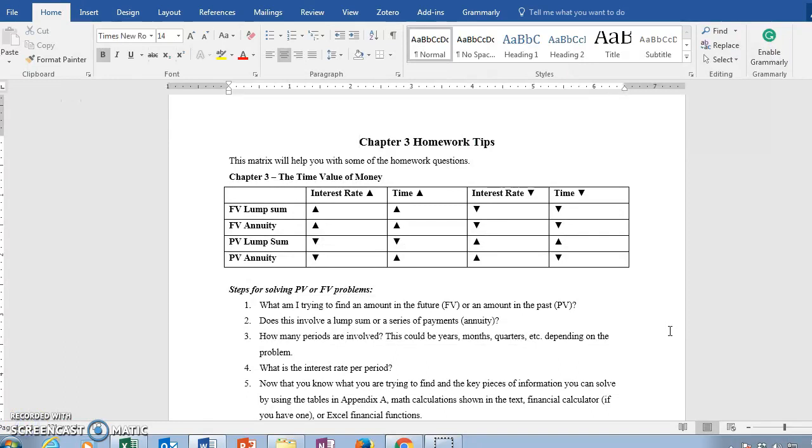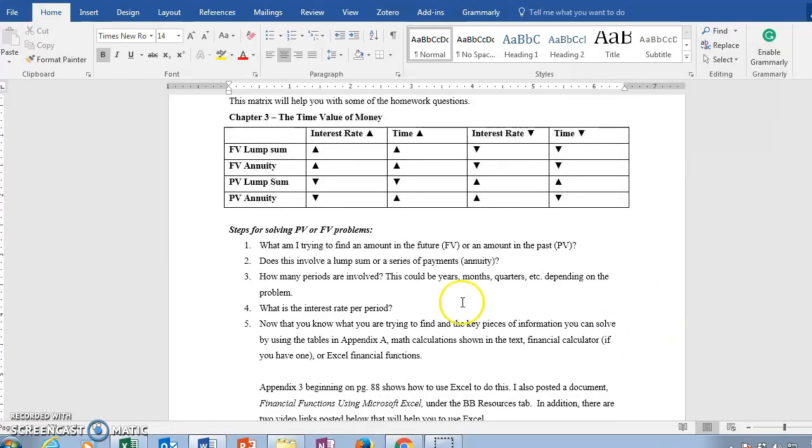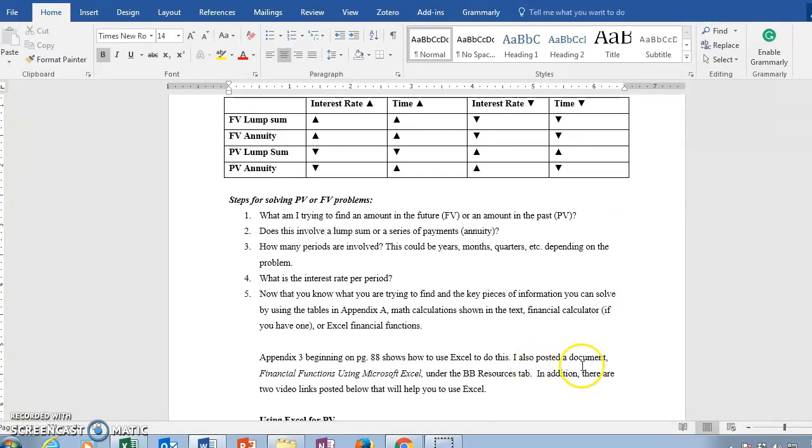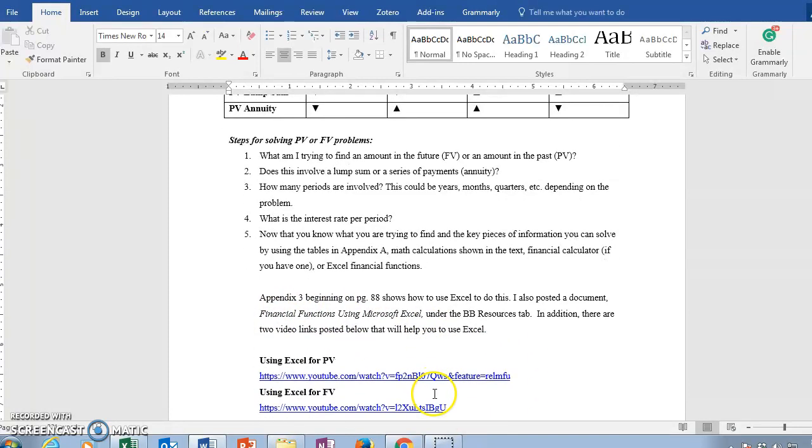So again, I think the Chapter 3 homework tips handout that I passed out in class on Tuesday will help you. I posted this in Moodle in the classroom resources for you. And remember to go through the steps to determine what you're trying to solve for. That will really help you, as well as Appendix 3 and then the video links on how to use Excel for present value and future value.